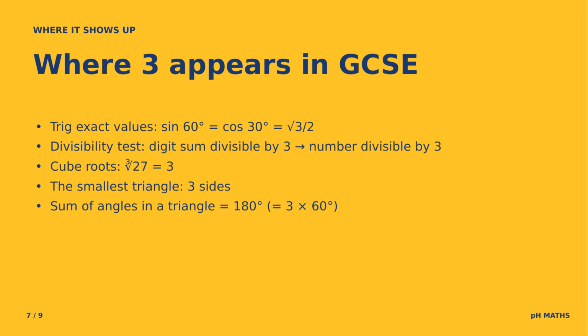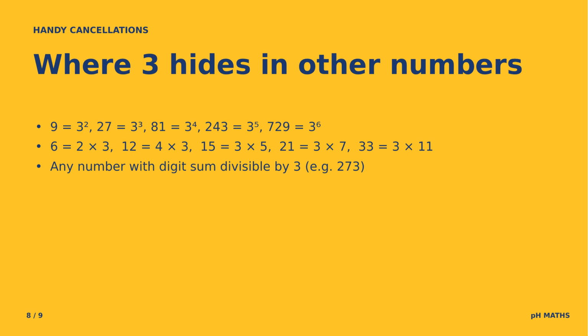Where 3 hides in other numbers: 9 is 3 squared, 27 is 3 cubed, 81, 243, 729, all powers of 3. 6, 12, 15, 21, 33, all multiples of 3. Easy to spot once you've done the digit sum test. If you ever face a fraction with a large numerator and you're unsure whether it cancels, run the digit sum test for 3, because it often saves vital minutes.